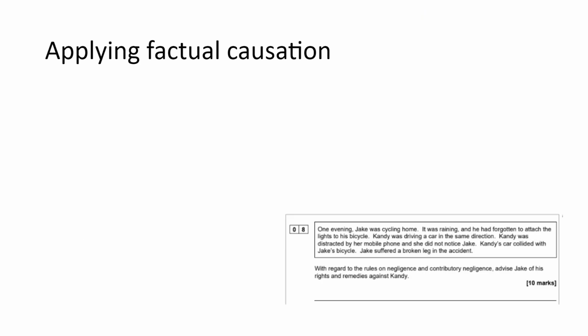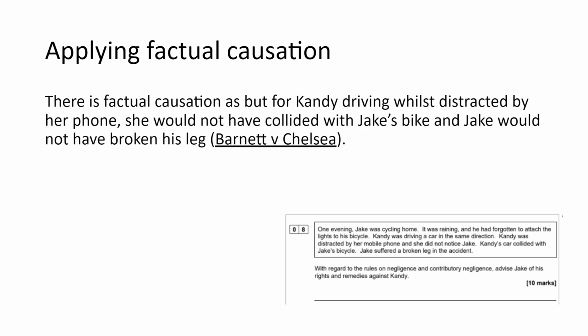So if we apply factual causation to the scenario, we can say there is factual causation, as but for Candy driving whilst distracted by her phone, she would not have collided with Jake's bike and Jake would not have broken his leg. So there are a couple of things to note there. First, that you need to identify the negligent act, which was being distracted by her phone, and that you need to get to the end result. Many students stop at colliding with Jake's bike, but that's not the end result. We need to get to the fact that he broke his leg.